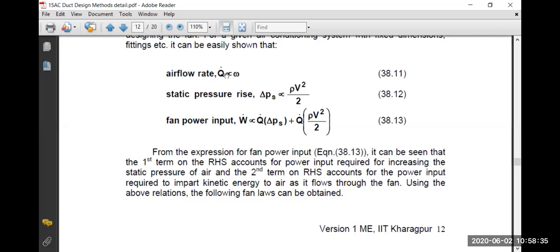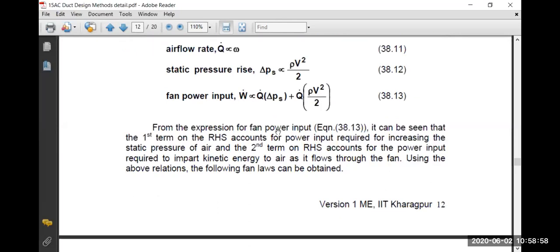If you want to reduce the flow rate, then you have to reduce the speed also. Now, static pressure rise, delta PS of the fan, is proportional to rho V square by 2. What velocity has been designed in your duct work, that is V. Density depends on the temperature of the supply. So rho V square by 2 will tell you what delta P is. If delta PS is very high, you have to reduce the velocity by changing the duct size or by taking other measures, such as reducing the RPM of the fan.